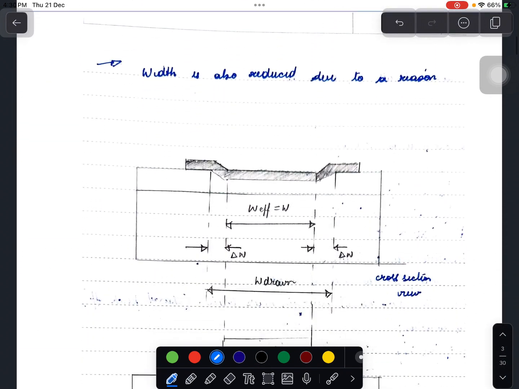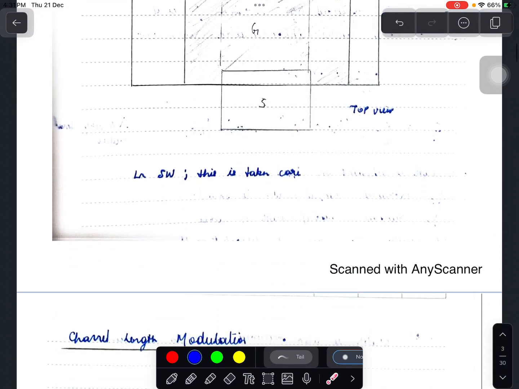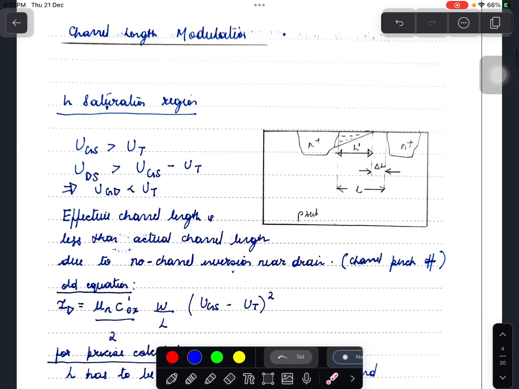Also, the width of the channel is reduced, and if this is W drawn, W effective will be smaller than W drawn by 2 times delta W. Next is channel length modulation.